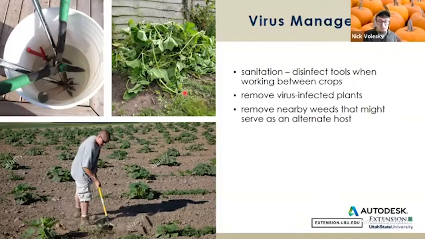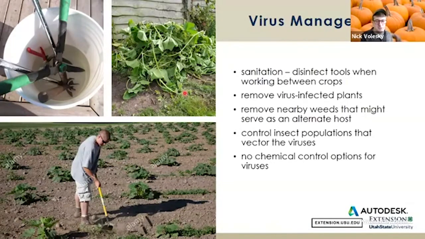If you have a lot of weeds nearby, you want to remove those, because a lot of weed species can serve as an alternate host. And then you want to control insect populations that vector the viruses too, like the aphids and beet leafhoppers that I mentioned. And again, no chemical control options for viruses.